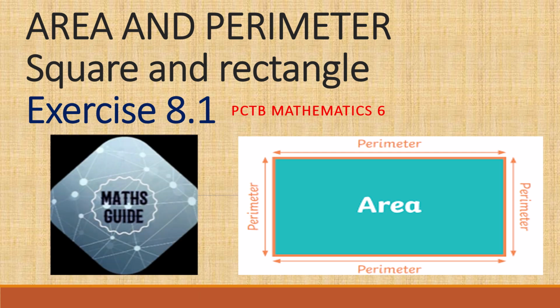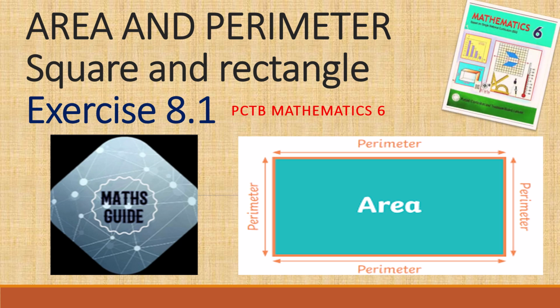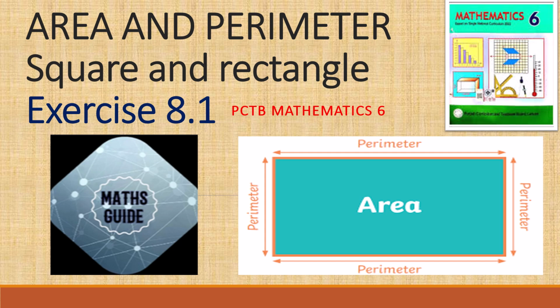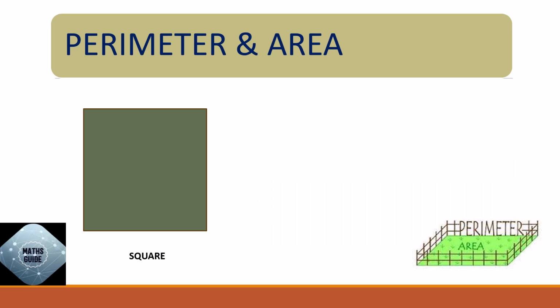Today we will be talking about two key geometrical concepts, area and perimeter, and how to calculate them for squares and rectangles. We will go step by step, solve examples and see how these formulas apply in real life. Now let's talk about perimeter and area. Area tells us how much space a shape covers and perimeter tells us how long its boundary is.